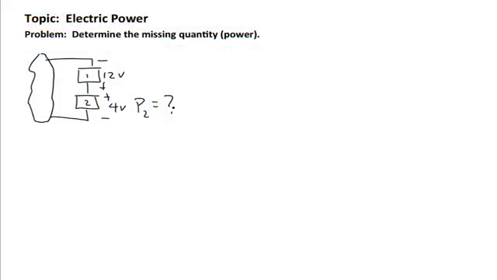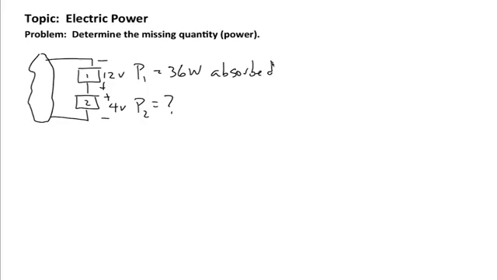The topic of this problem is electric power. The problem is to determine the missing quantity, the power in the second element. We're given that the power in the first element is equal to 36 watts. And it's absorbed power. So we have 36 watts absorbed into element 1.